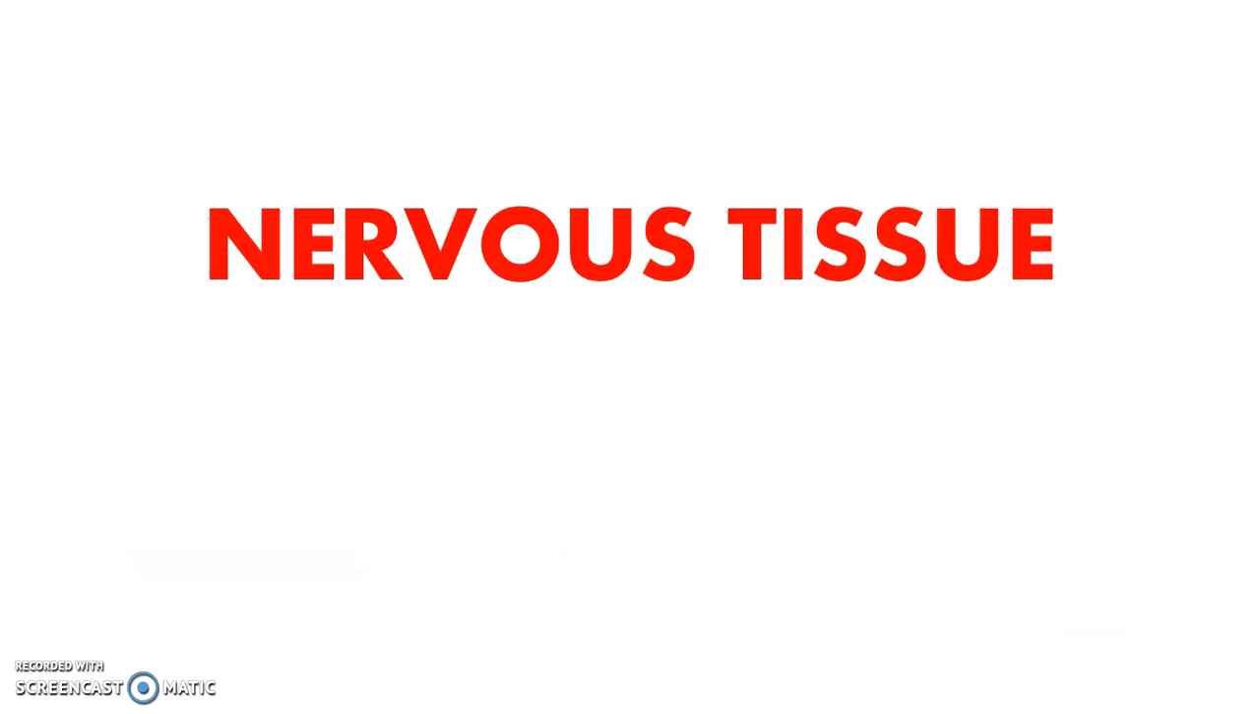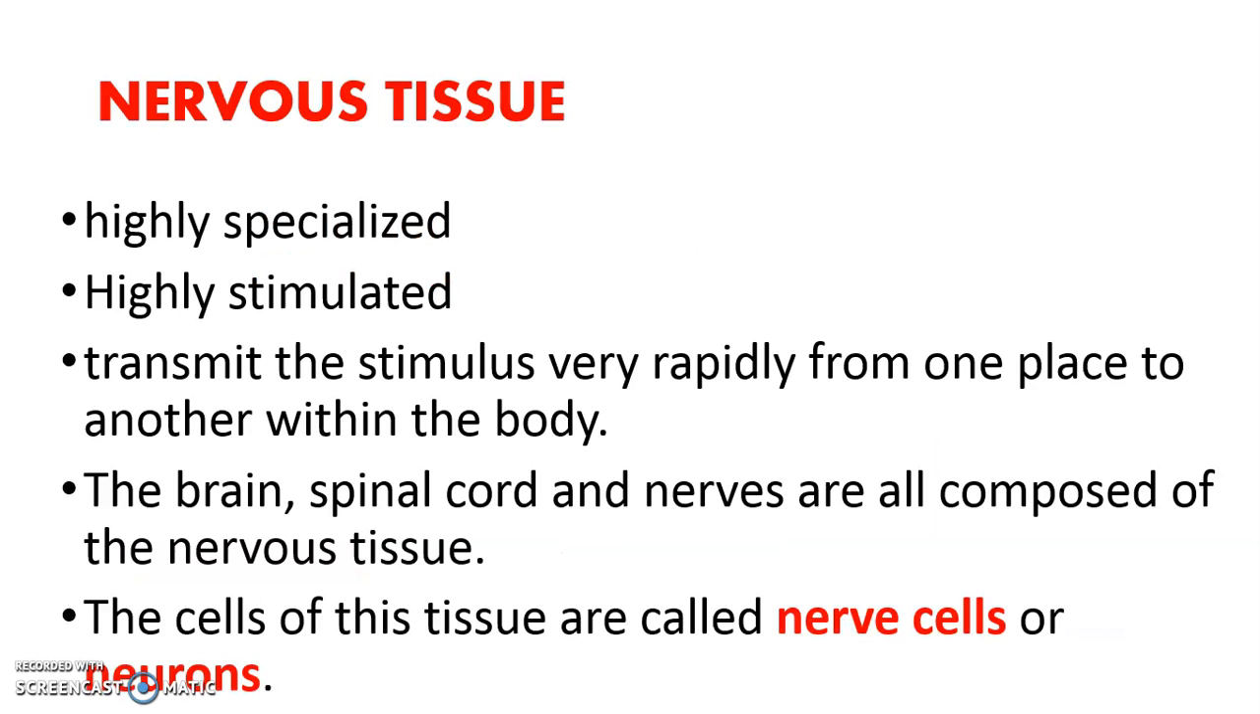And finally we come to nervous tissue. Nervous tissue, these are highly specialized, highly stimulated. They transmit the stimulus very rapidly from one place to another within the body. The brain, spinal cord and nerves are all composed of nervous tissue. The cells of these tissues are called nerve cells or neurons.